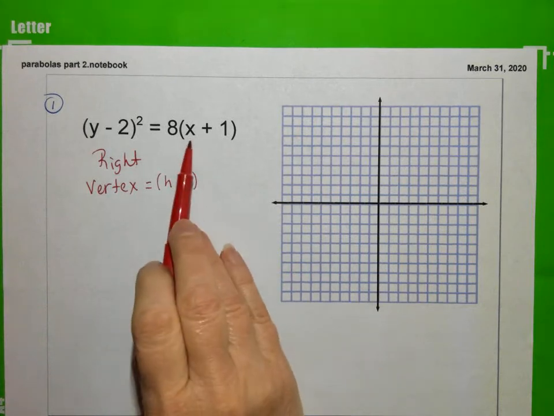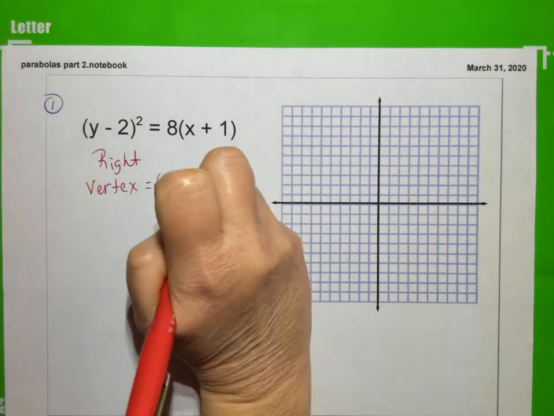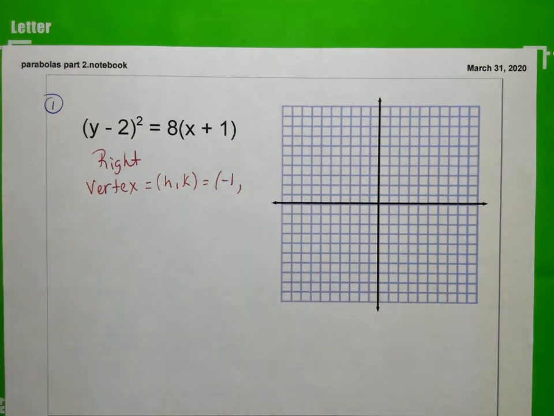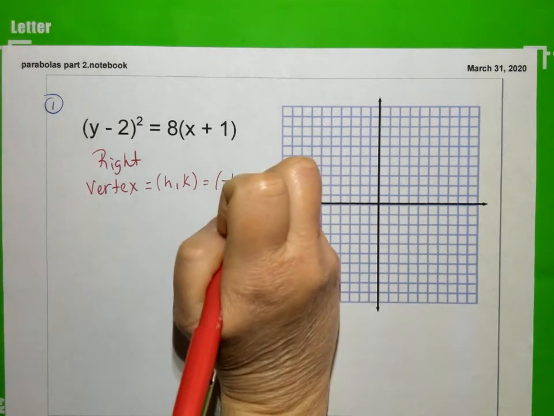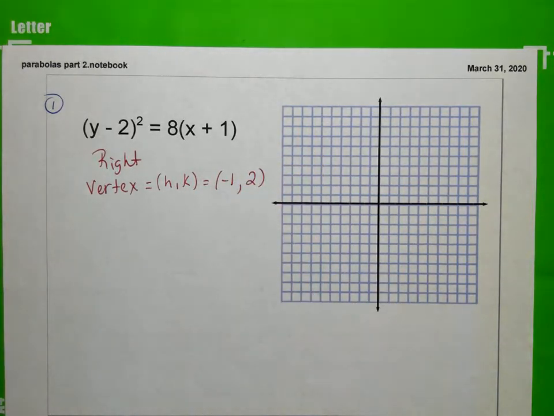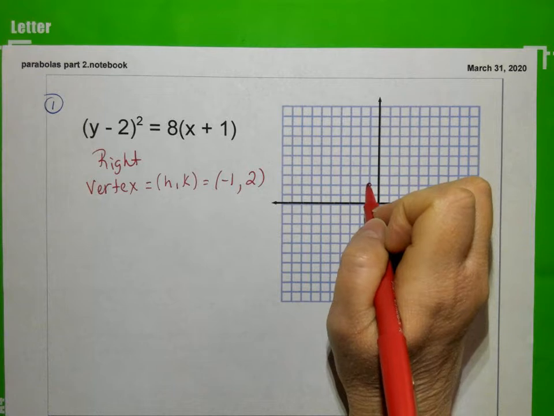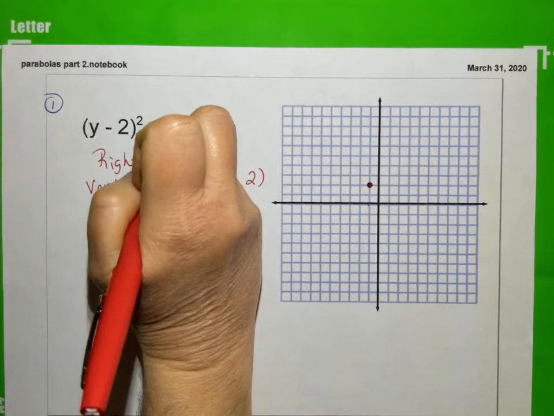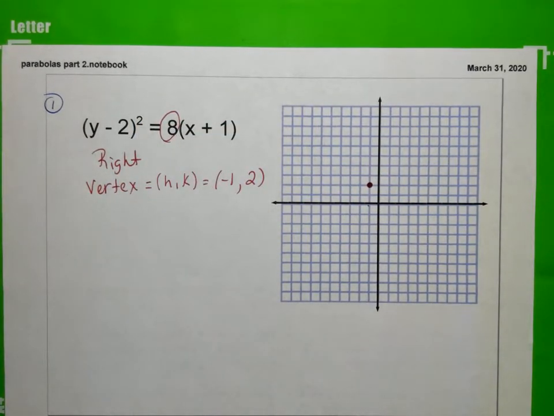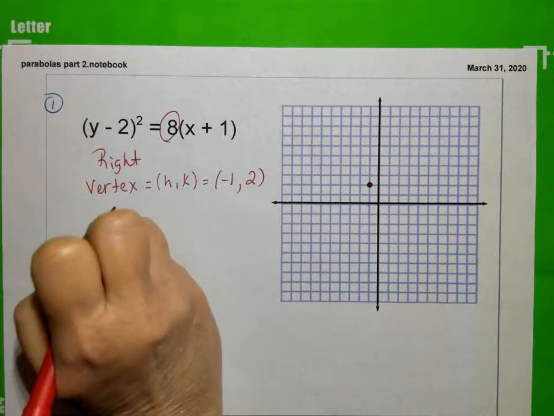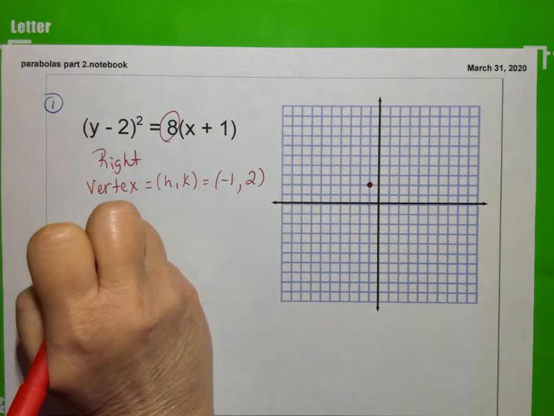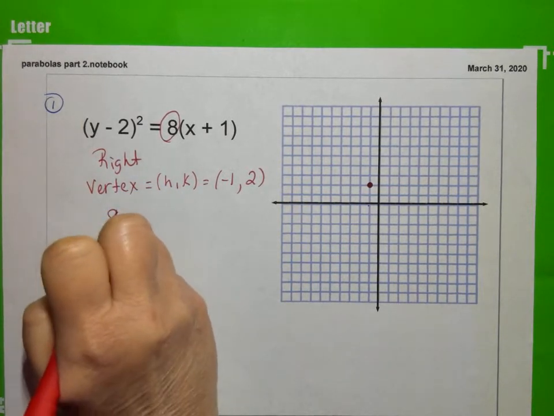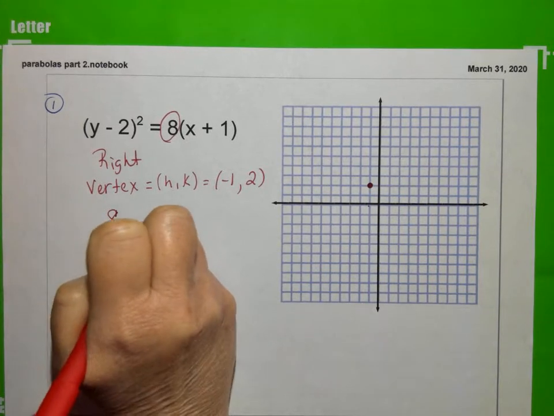Remember, H is whatever I'm subtracting from X, so that would be -1. And K is what am I subtracting from Y? That would be 2. So -1, 2. There is my vertex. We know it opens to the right. The next thing I need to do, I can ignore everything except this number right here. I take whatever that number is and I divide it by 4. That will be the value of A.